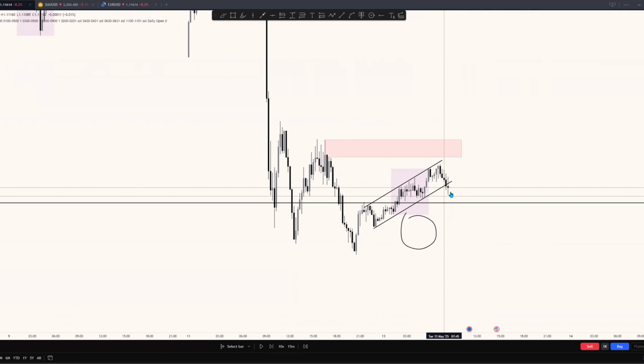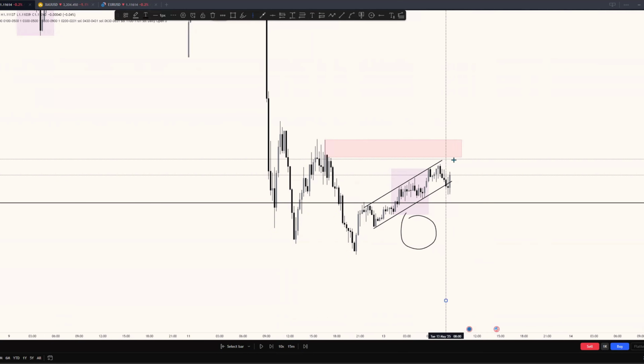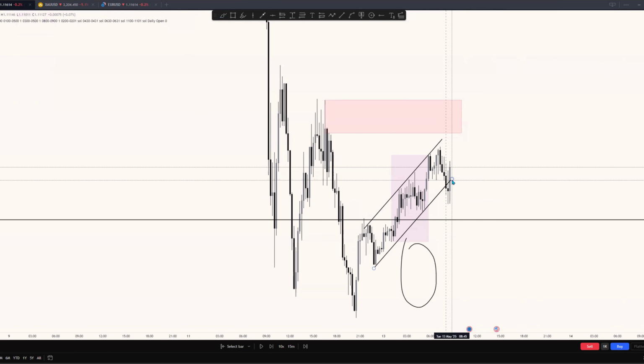Let's see. Bam. We have Frankfurt open at 8. So this is Frankfurt open. And what does price do? Right, on Frankfurt open, we break through this trend line to the downside. Right here. It was with a body close. But you know, we form another bearish candle after that. So it's a really clear breakout.